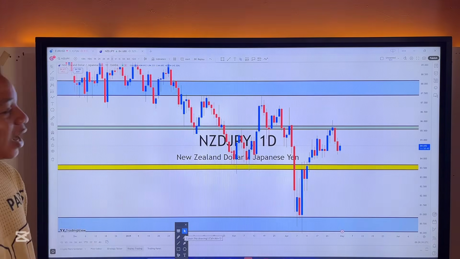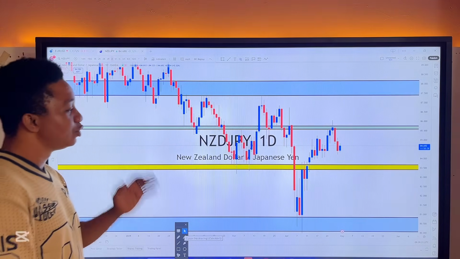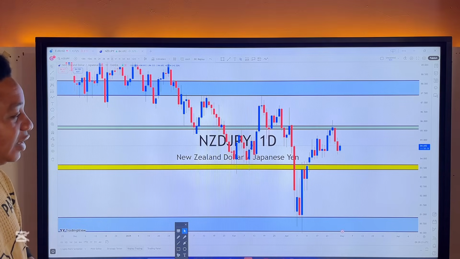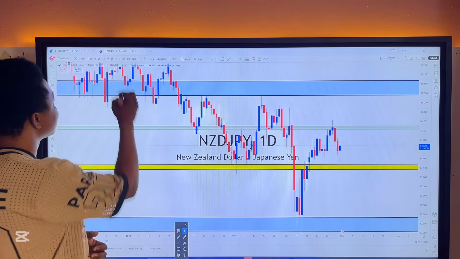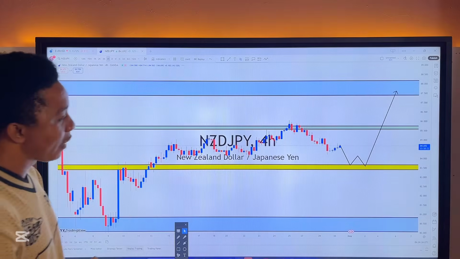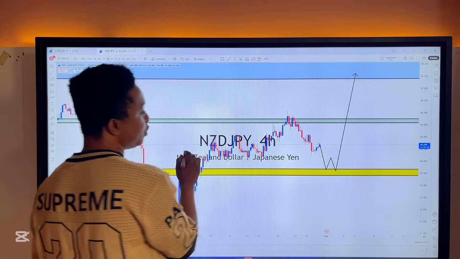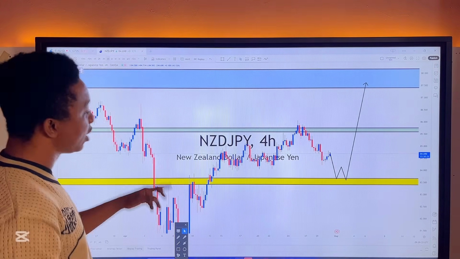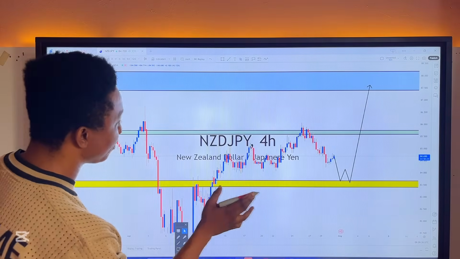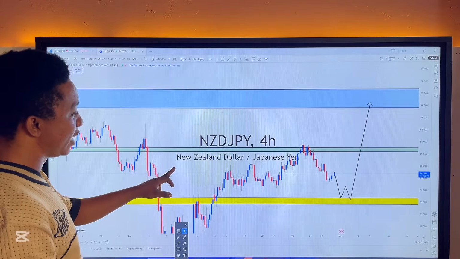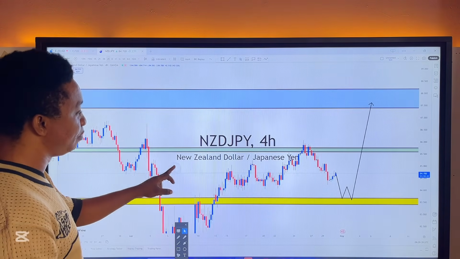So NZD-JPY, let's take it further down to a 4-hour time frame to add more meaning to this technical analysis. Alright, so this is also the 4-hour time frame of NZD-JPY. Now, NZD-JPY on the 4-hour time frame, this is exactly how we are going to pick our entry. Alright, let's explain the entry of NZD-JPY.